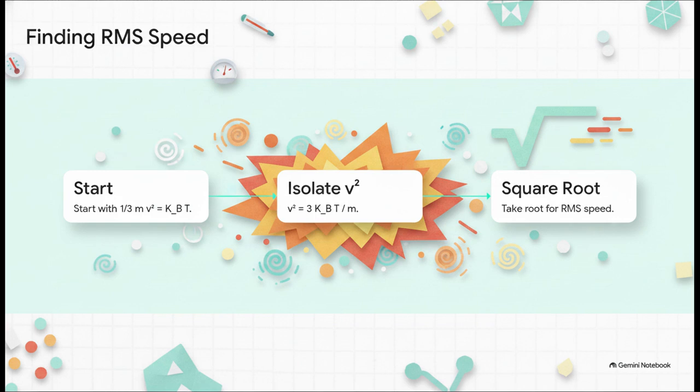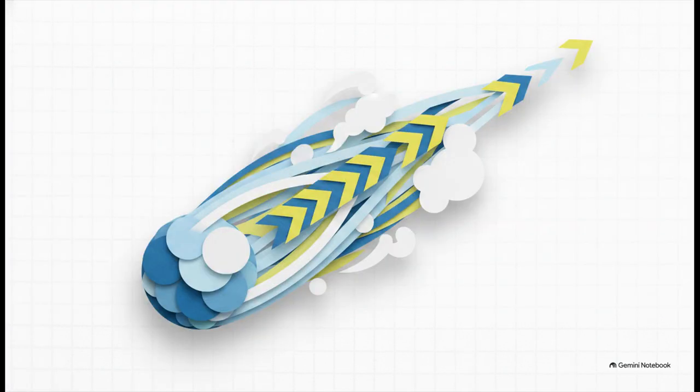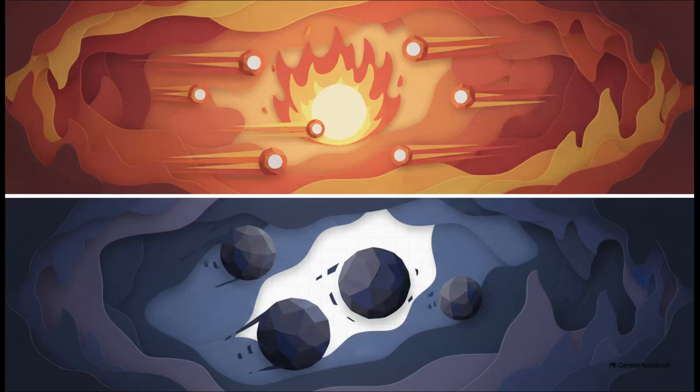We move the 3 and the mass over to the other side. That gives us velocity squared equals 3 k_B T divided by mass. Then you simply take the square root of both sides, which gives us what physicists like to call the root mean square speed. And here we have it, our final equation for root mean square speed: v_rms equals the square root of 3 k_B T, all divided by m. So what does this equation actually tell us in plain English?